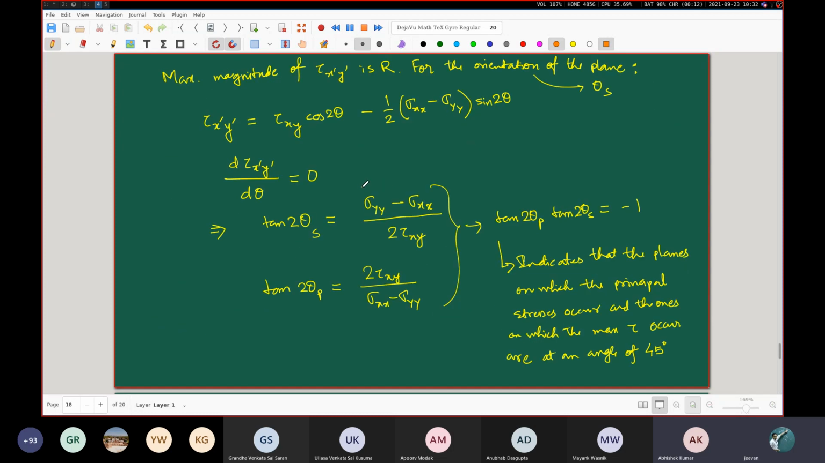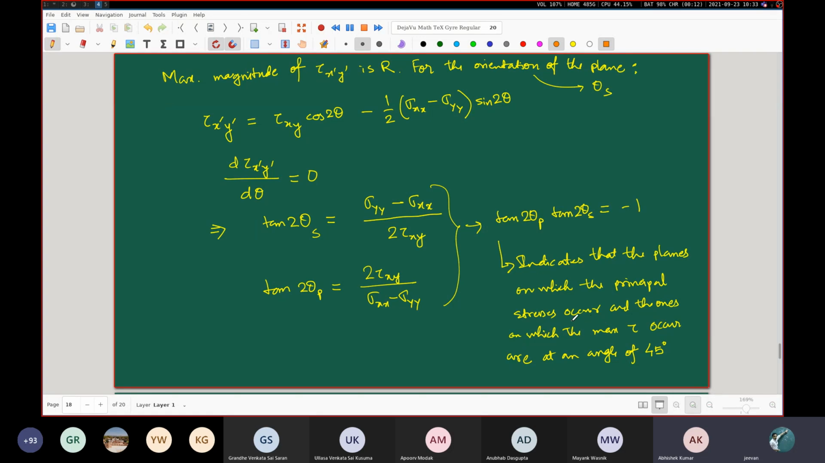Okay. Next is, yesterday we were discussing the maximum value of the shear stress, right? So let me go back here. This maximum magnitude of the tau x dash y dash is R. That's what we had mentioned. And we had also figured out on which plane the maximum value of this tau x dash y dash, or the maximum value of the shear stress, will occur. Just like we had found out the orientation for the principal stresses, we also found out the orientation for the maximum shear stress. And we found that those two planes were at an angle of 45 degrees to each other.